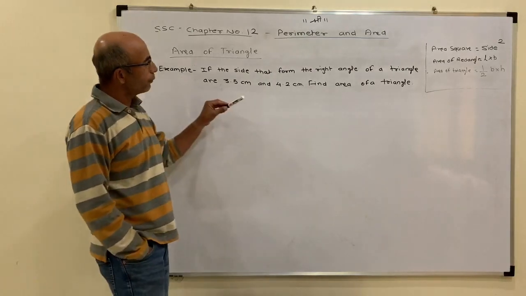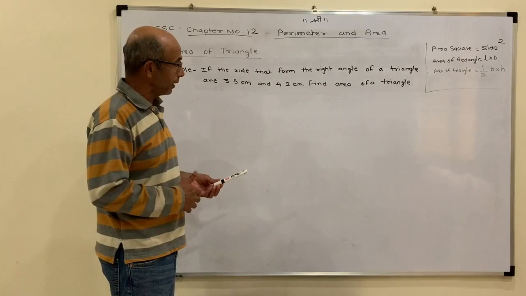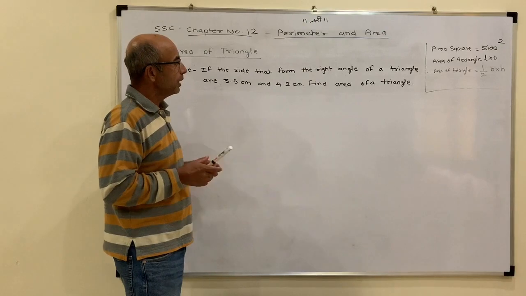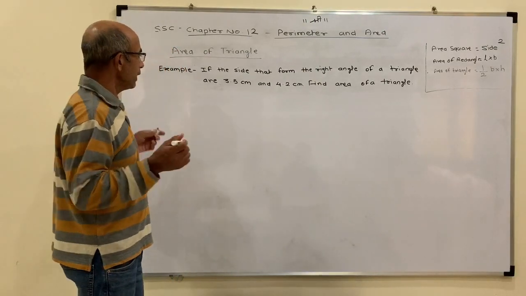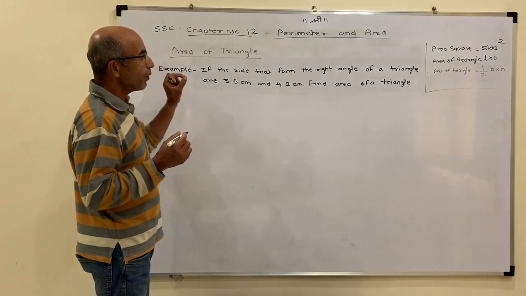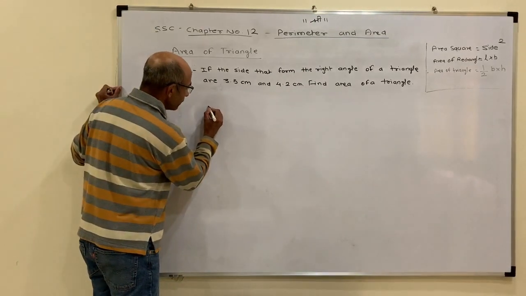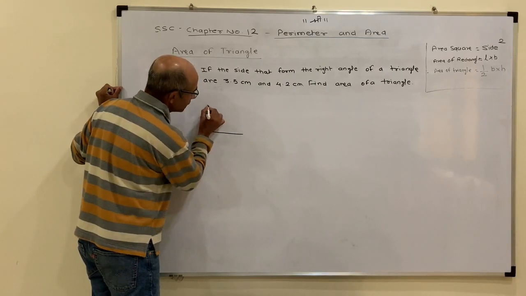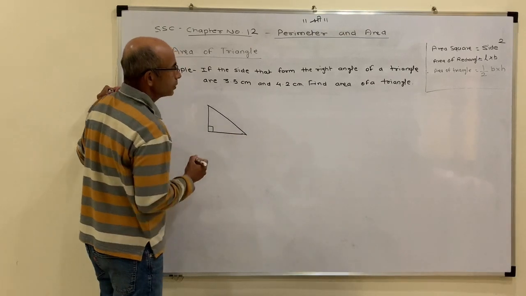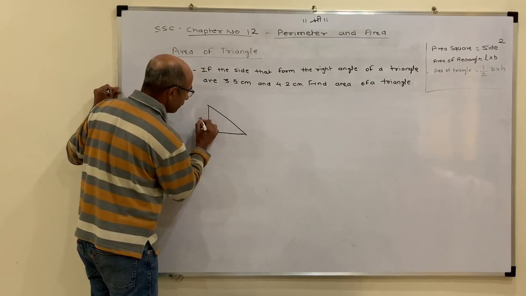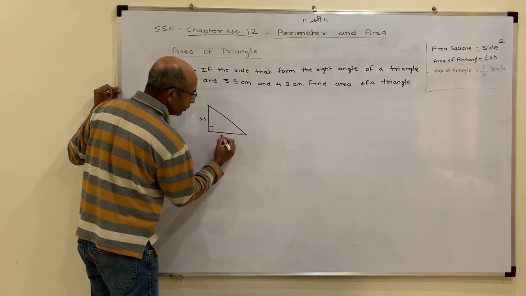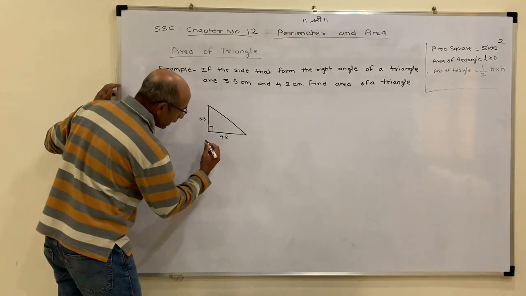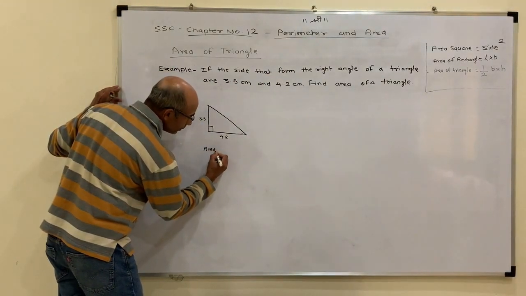If the sides that form the right angle of a triangle are 3.5 centimeter and 4.2 centimeter, find the area of the triangle. Now we need to understand what they say: the sides that form the right angle. So they have provided us these two sides because they are forming a right angle, and this is my triangle. So this, what they say, 3.5 and 4.2 centimeters.